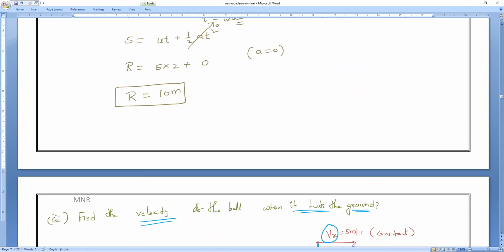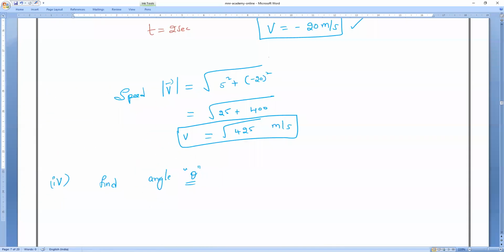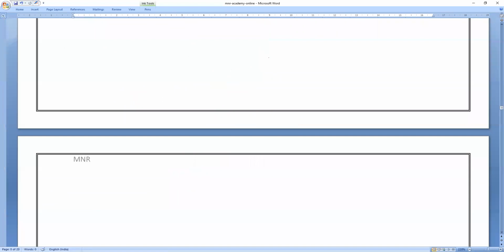So if you notice, we have found so many things: when it is hitting the ground, 20 meter per second, theta, everything we have to find. Now observe very carefully. It has traveled in the y direction.